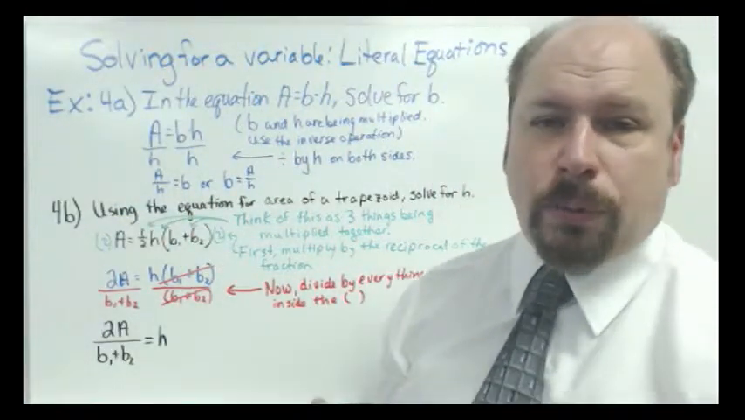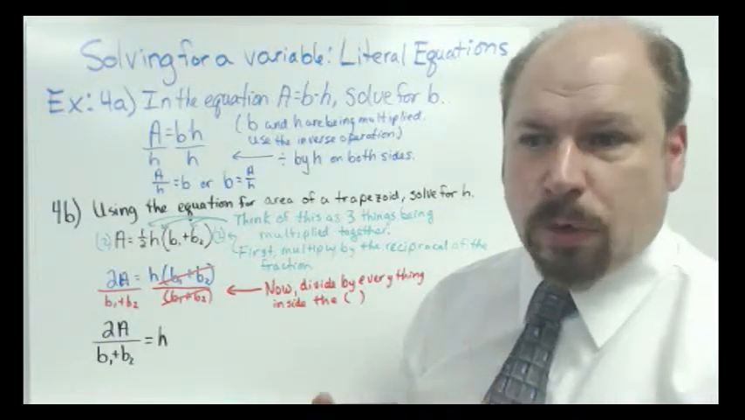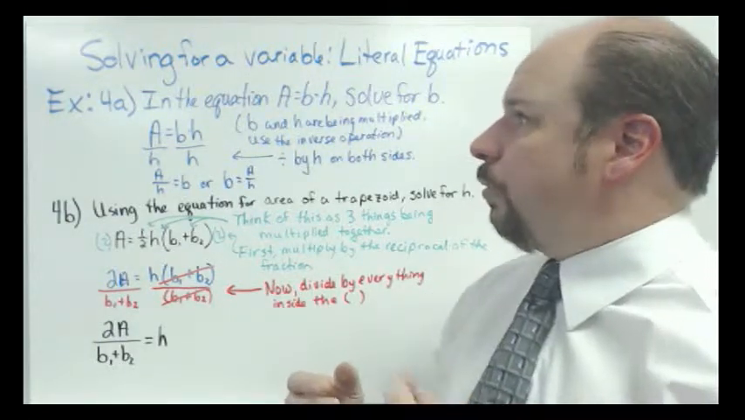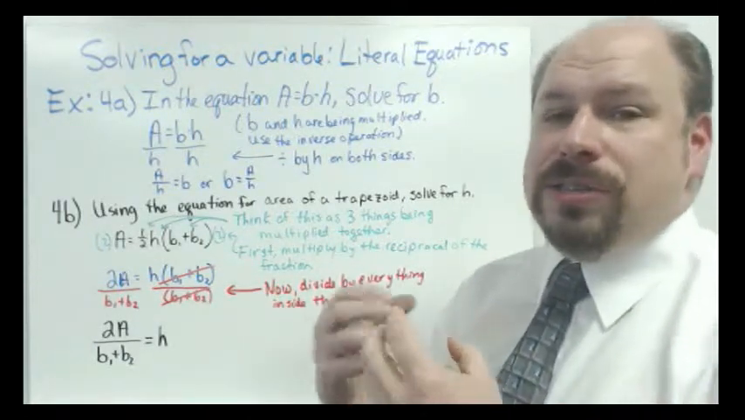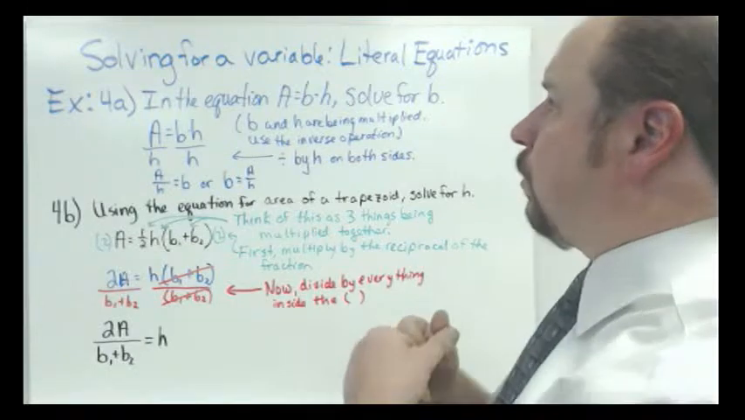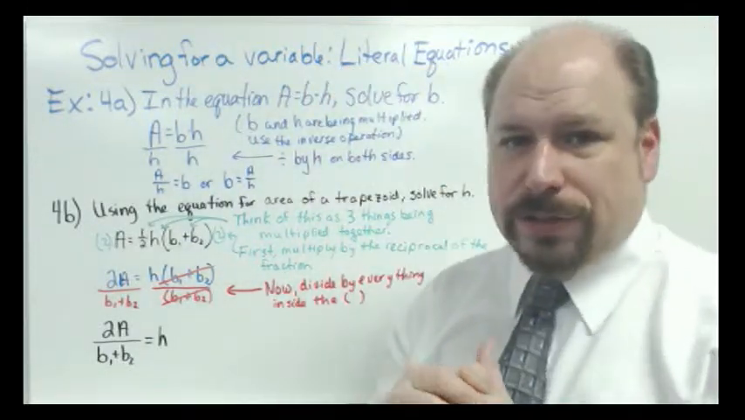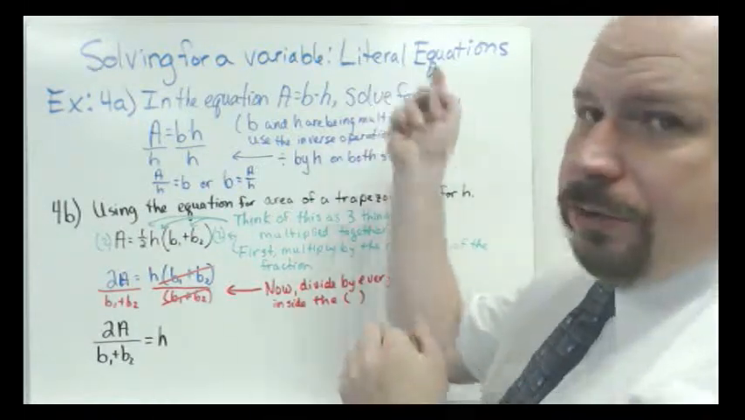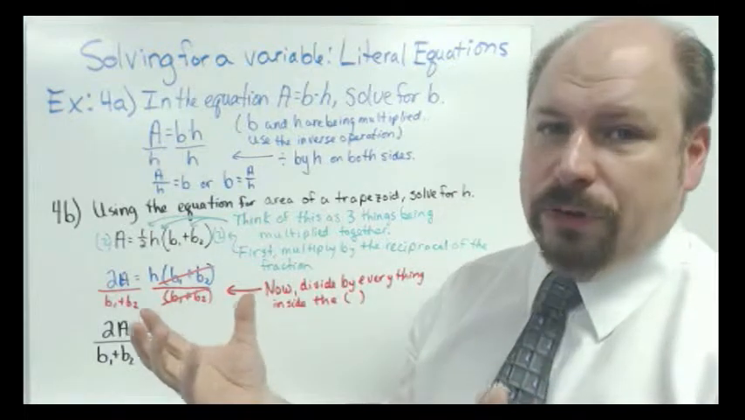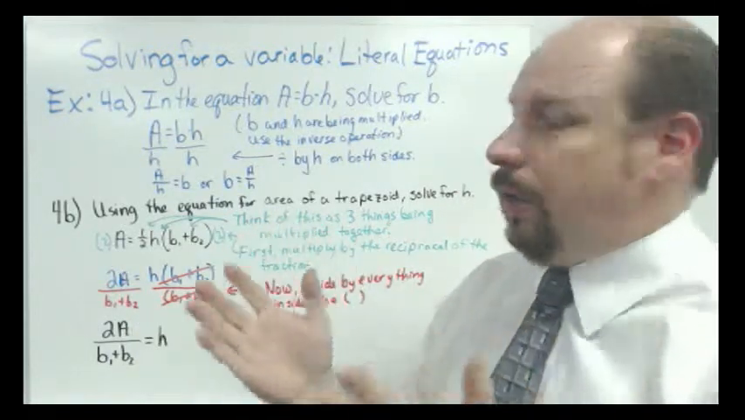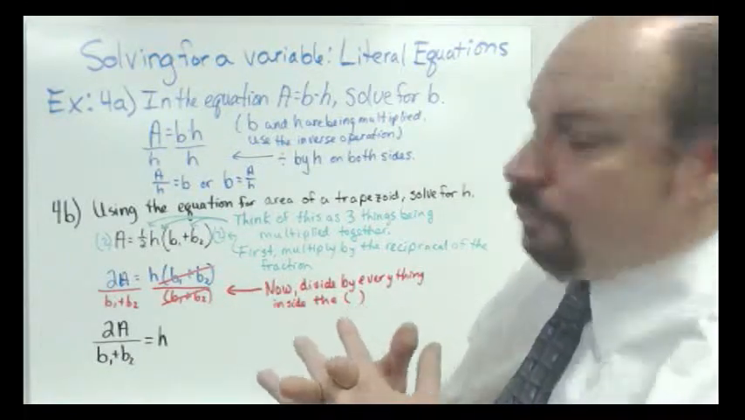Okay, so far we've worked with a lot of equations with a lot of numbers in them and only one variable. Now we're going to work with some equations that have multiple variables, only we're going to solve for one of those variables. So, solving for a variable, these are called literal equations. If you see the term literal equation, that just means that there are multiple variables in that equation, and usually what we're going to do is solve for one of the other variables that it's already solved for.